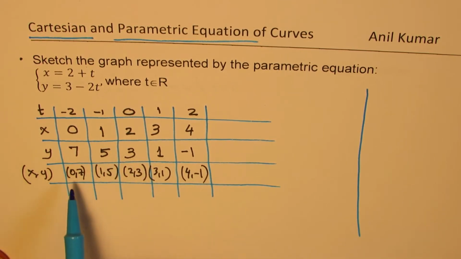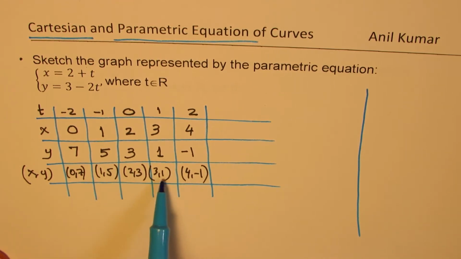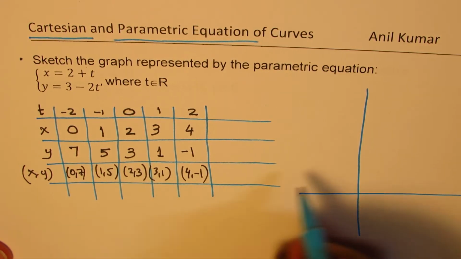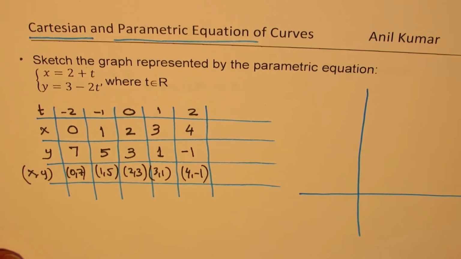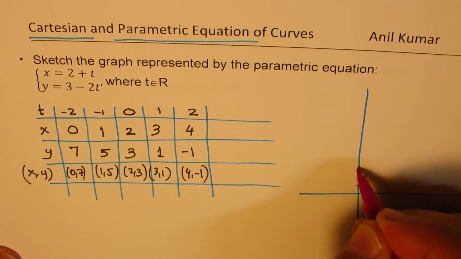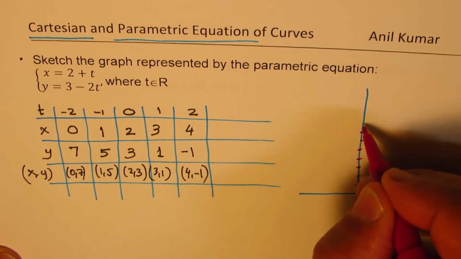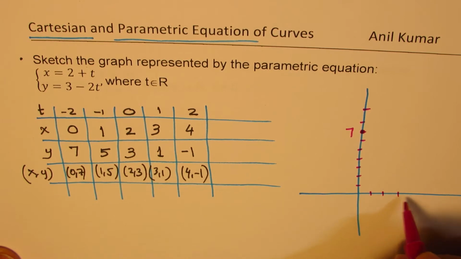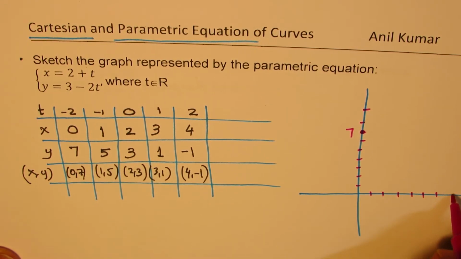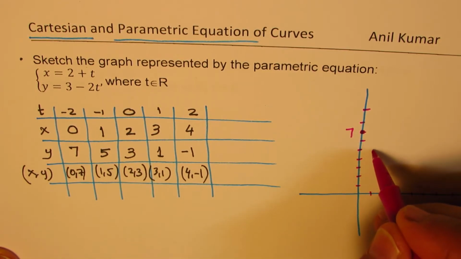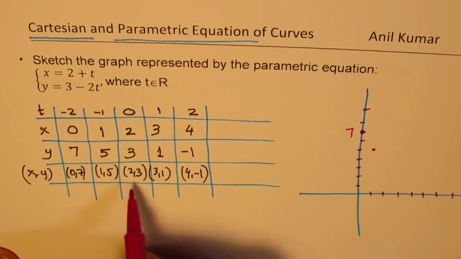Okay. So we have to plot these points, which are 0, 7, 1, 5, 2, 3, 3, 1, and 4, minus 1. We have to begin with a high positive value, and most of them are in quadrant 1, so I'll focus here. The first point is 0, 7, so let's say 1, 2, 3, 4, 5, 6, 7, 8. And here 1, 2, 3, 4, 5, 6, 7. The second point is 1, 5, so at 1 we have a value which is 5. And then we have 2, 3.